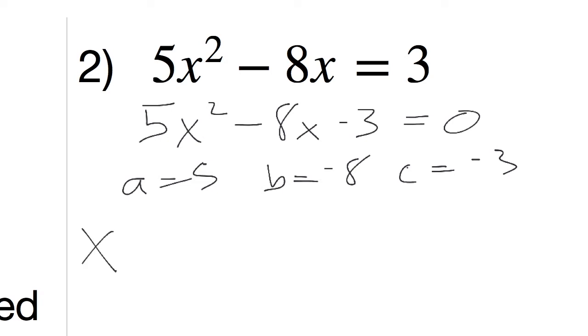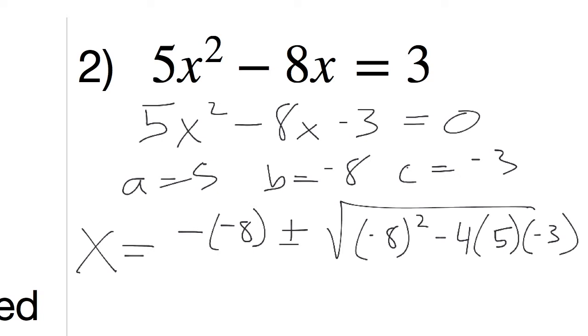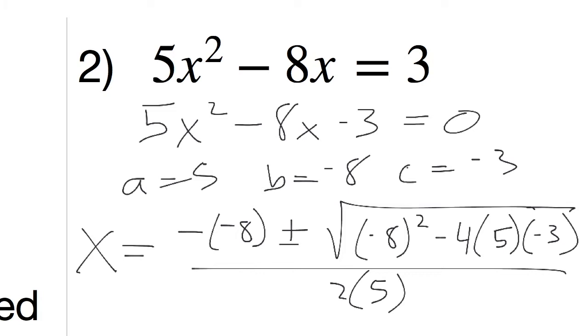So therefore, x equals negative b plus or minus the square root of b squared minus 4ac, all over 2a. Great. So now you can see the b value is negative, so it's really good to make sure you have it inside parentheses, and therefore you can avoid the sign mistakes that often happen.